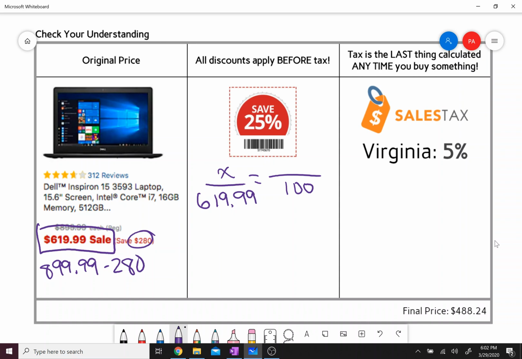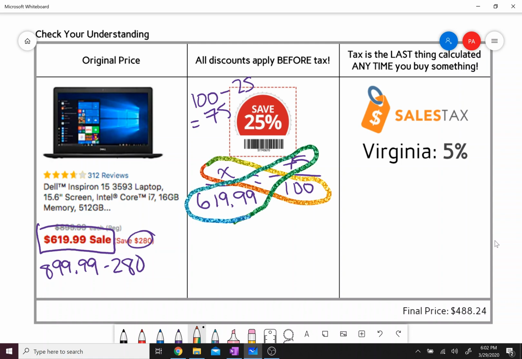And because it says we're saving 25%, that means we're paying 25% less. So we're doing 100% minus 25% to get 75%. So that is our percent that we're going to put here. Then we're going to solve this by cross multiplying and dividing: X times 100 and 75 times $619.99. X times 100, 100X, and then using a calculator to do 75 times $619.99.